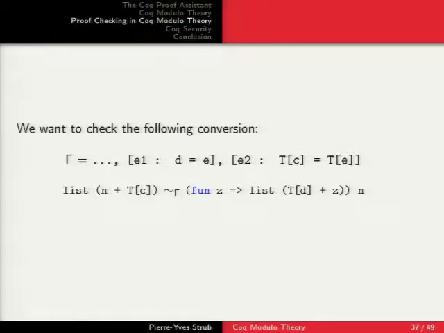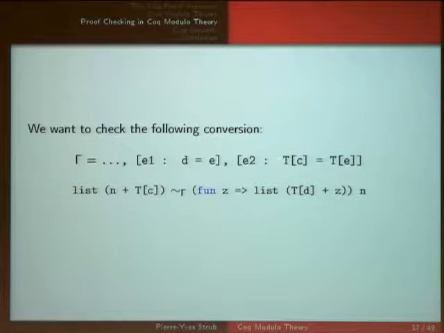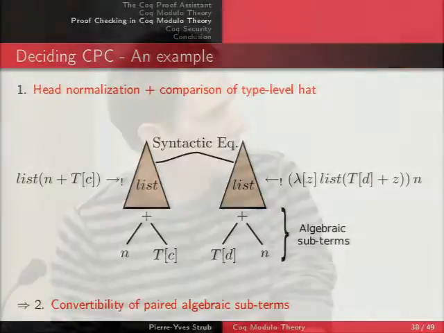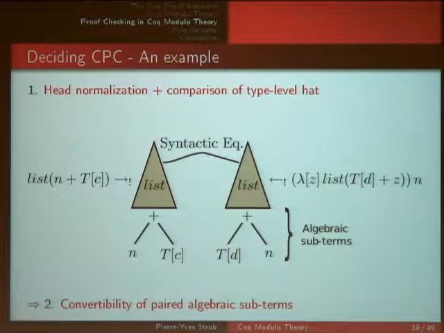I will show this with an example. So I have my typing environment. I have two equations. I have D equals E for natural numbers, for variables, and I have that T, which is a context in which C appears, is equal to the same context in which E appears. And I want to prove that that term is equivalent to that function, returning a list, applied to n. Since I now know that reduction is strongly normalizing, I'm first doing a head normalization of my types. This one is already head normalized, and this one is a lambda applied to an argument, so this reduces to list applied to T D plus n.